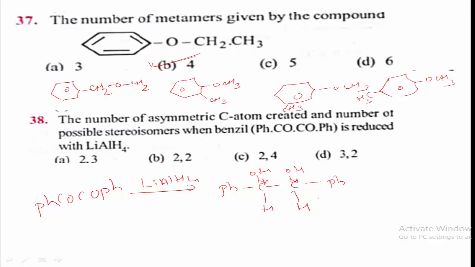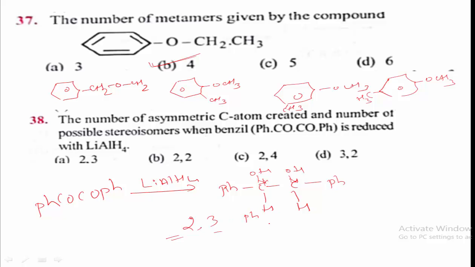They asked the number of asymmetric carbon atoms and the number of possible stereoisomers. Is it right? Therefore, 2 comma 3: 2 asymmetric carbon atoms, 3 possible stereoisomers. So how are the three stereoisomers represented? The product structure is represented in three forms of structures. What are those? See here, I write the three structures separately.